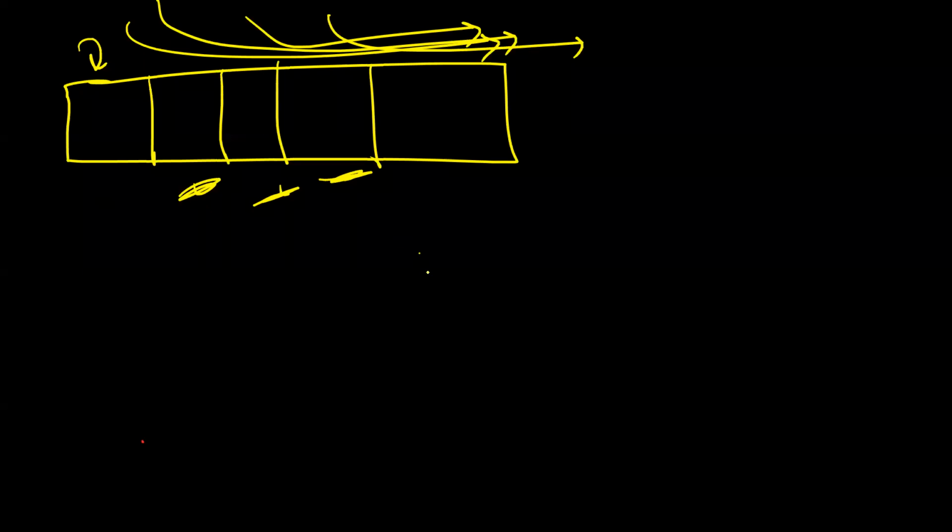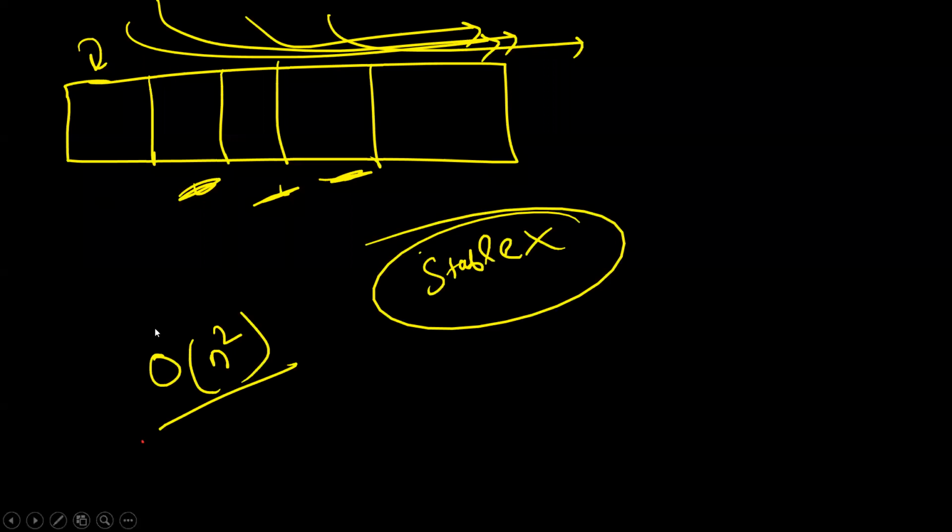Okay. Now, the next question is, I understand it's big O of n square time complexity. We will see it through code. And is it stable? No, it is not stable. Did you guys understand why it is not stable? Because at the end of the day, you are swapping, and in swapping, the relative ordering can get disturbed.